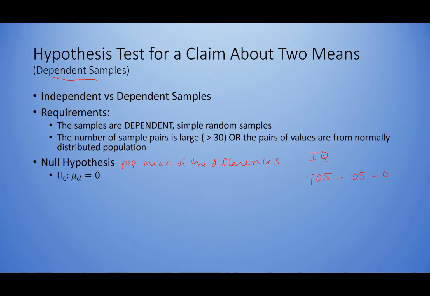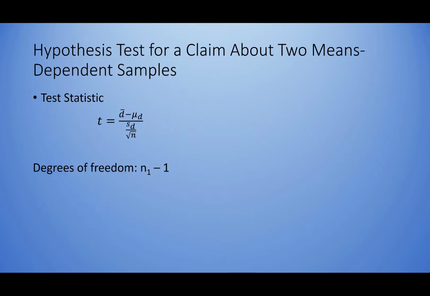Now, our alternative hypothesis can take the three forms that we have previously talked about. We can either have not equal to 0, we can have that the mean of the differences is less than 0, or that it's greater than 0. And that choice depends on the context of the problem that you're working in. So once we get our null and our alternative hypothesis set up, that takes us then to our test statistic.